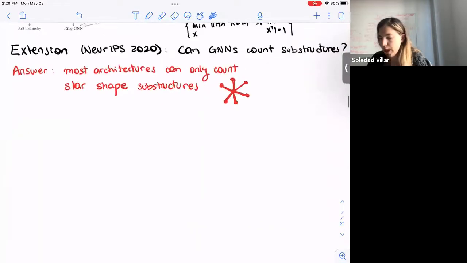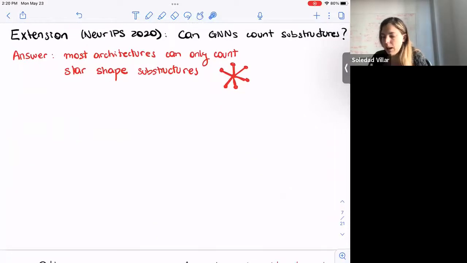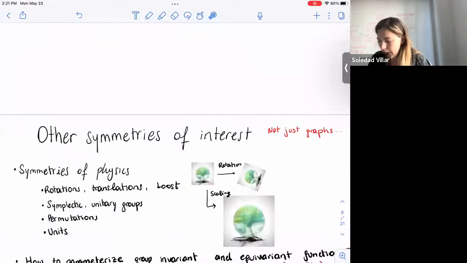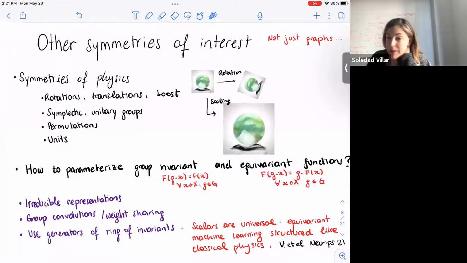Okay, and also you can use this to ask, can you construct a graph neural network that allows me to count, say, how many triangles or how many star-shaped structures? And in general, if you don't design the class of functions with the specific purpose of being able to do that, then you'll find that most architectures really cannot count structures in that way, meaning that they are not expressive enough. So that's all I wanted to say for graphs.